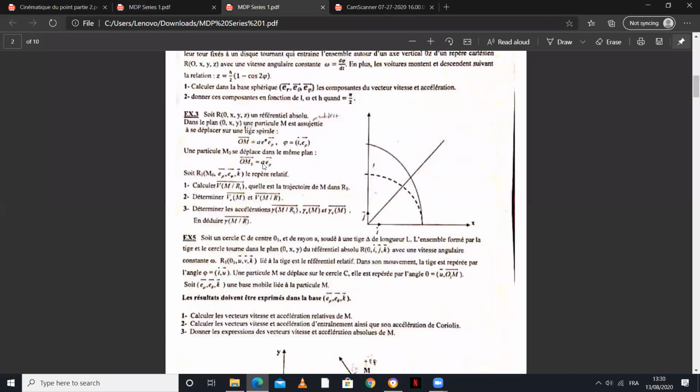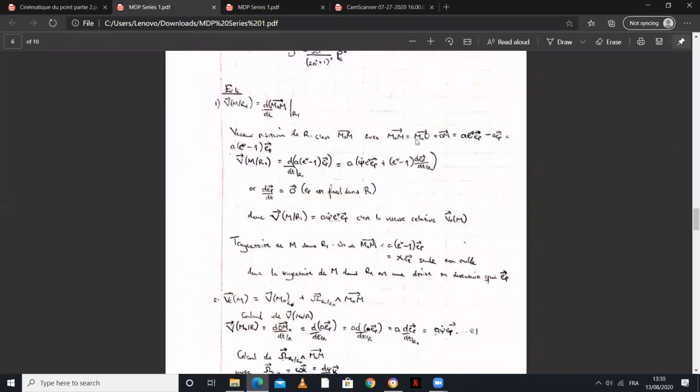So it's going to be minus A, E, O, which is what we have here. Minus A, E, O. And then OM is going to be the same thing. So it's going to be A exponentielle de phi suivant E rho minus A suivant E rho. When you factor out what needs to be factored out, which is the A and the E rho, you will be left with A between parentheses E phi minus 1 suivant E rho. And this becomes your vector position.